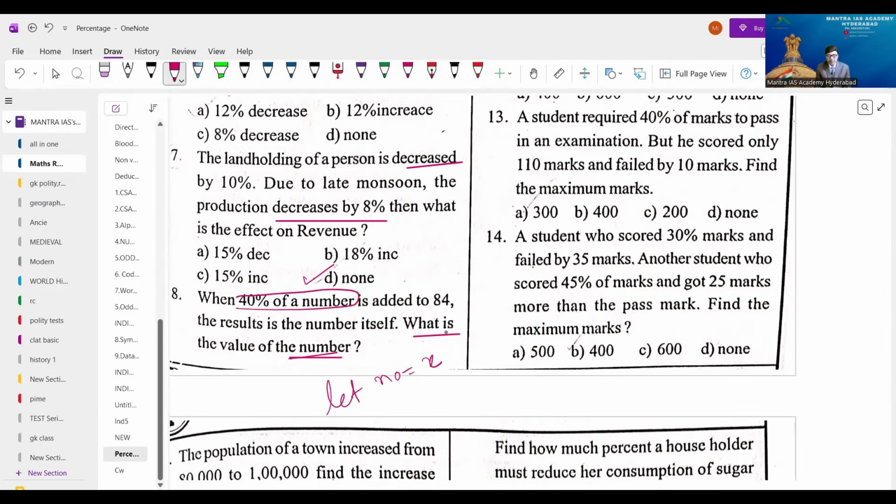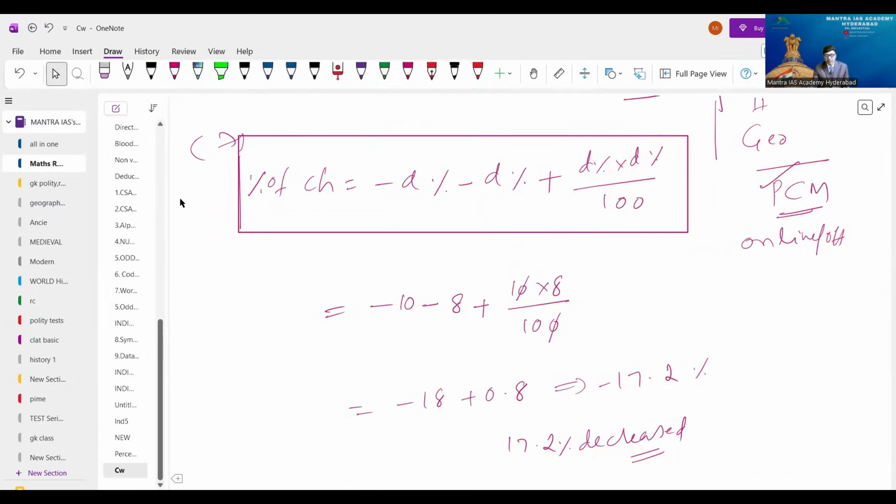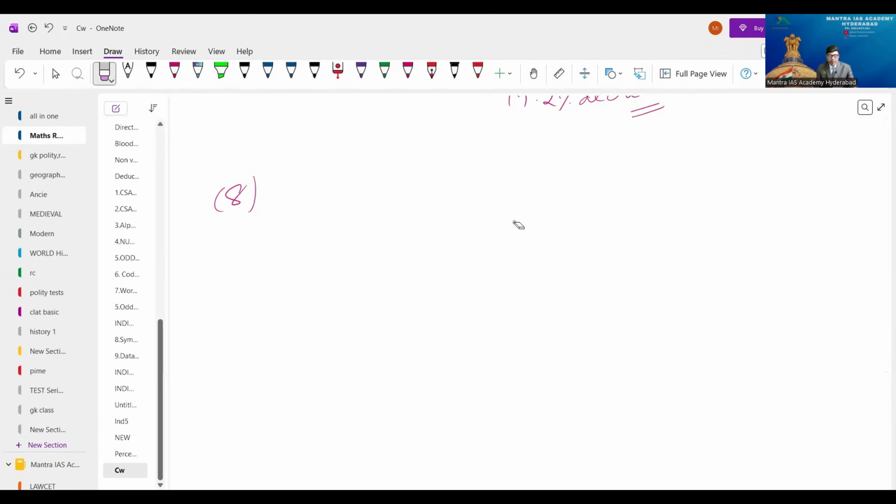So what is that here? 40% of this number. Now 40% of x is added to 84. Right. Then what happened? The result is the same number, that's x. Now do simplification and you can get the answer. I gave the maximum thing, but of course I'll go to the solution part and I can tell the solution for this one, beta. Observe this. As I told, the basic point there already.